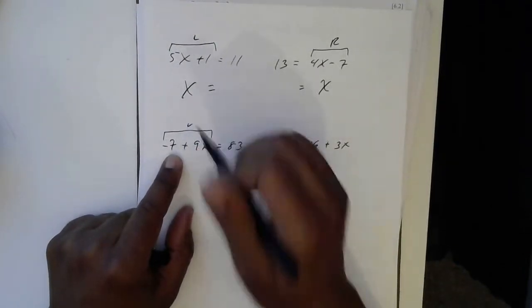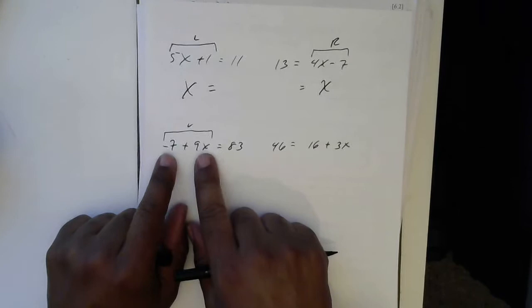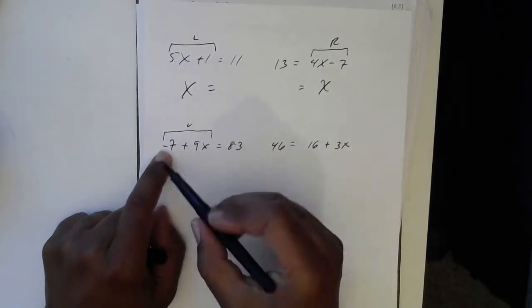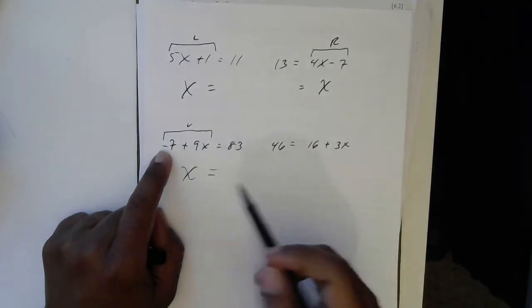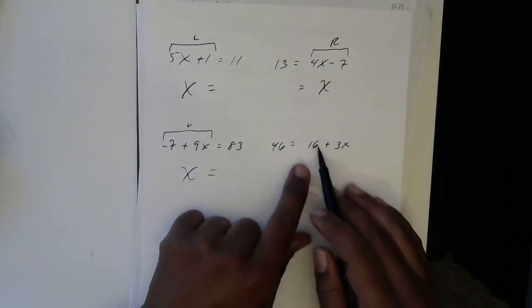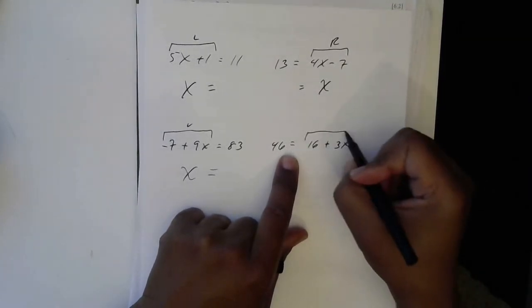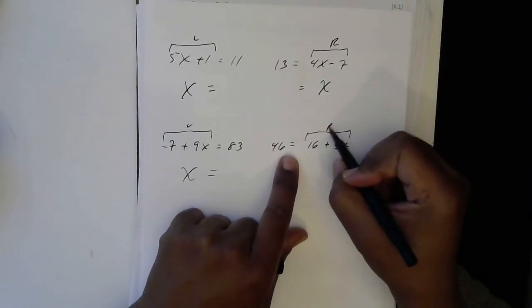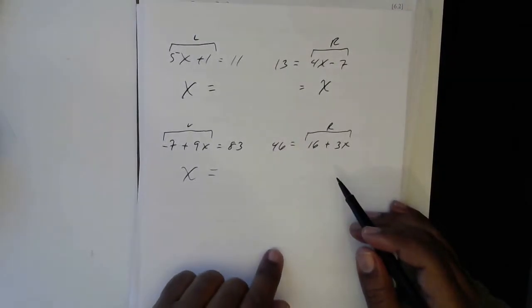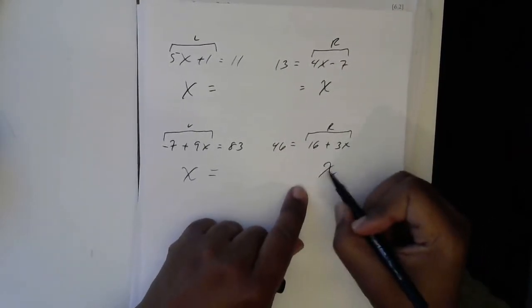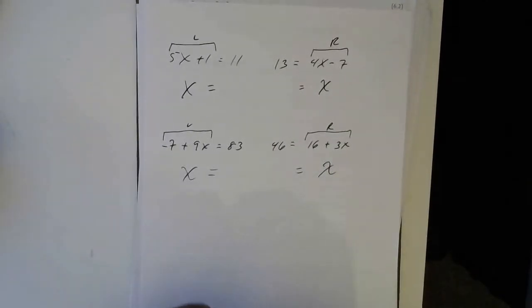Okay, here the x is on the left side of the equal sign, so this is a left side equation. So we'll be working on removing the negative 7 and the 9 in order to get the x by itself, and it'll be equal to the answer. This over here, the x is on the right side of the equal sign, so all of this is our right side. So this is a right side problem. And we'll be removing the 16 and the 3 in order to get the x by itself. So let's take a look at the process and see what it looks like.